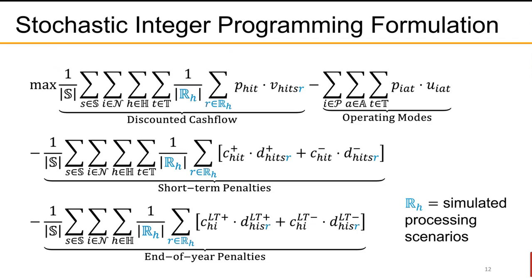And then something else to highlight here is this R, which represents the set of scenarios for the simulated processing performance. So you can see with the S and then the R, we have these two different sources of uncertainty, one coming from the ore body simulations and then one coming from the simulated processing performance. So these are going to be combined and both represented.